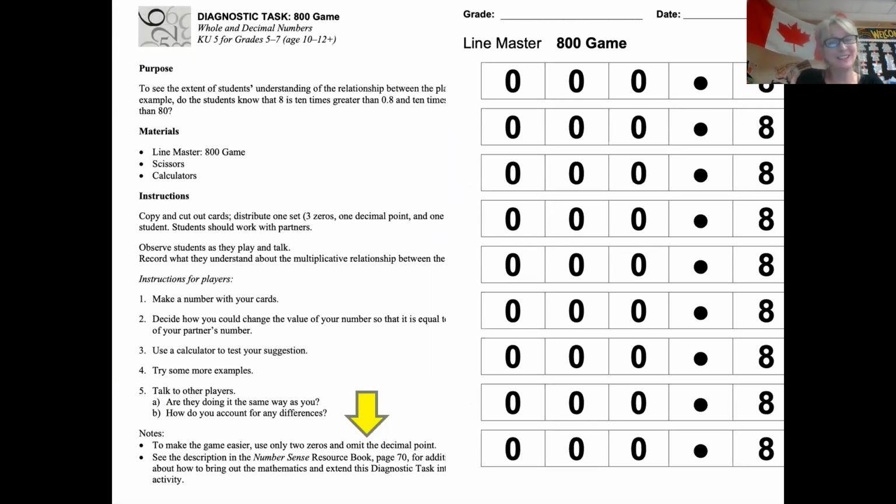This is a great game. It's a really great game, and you can play it with grade 2s all the way up. The students have these and they cut them out, and they each make a number with the 3 zeros, the decimal point, and the 8. Then they compare each other's, and they have to tell the person how they would change the value of the number. Usually it's by what you are going to multiply or divide by. What multiple of 10? So that again gets that whole understanding that place value is multiples of 10, whether you're multiplying or dividing by 10.